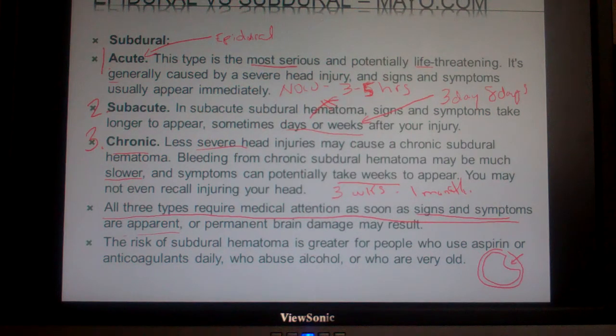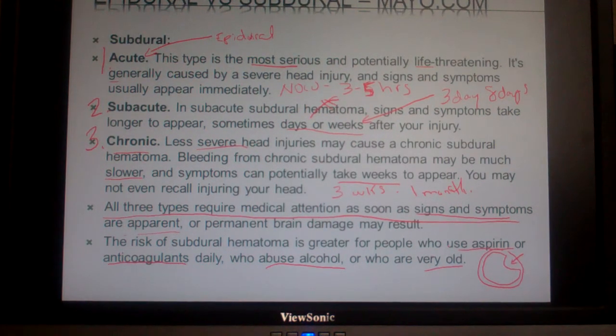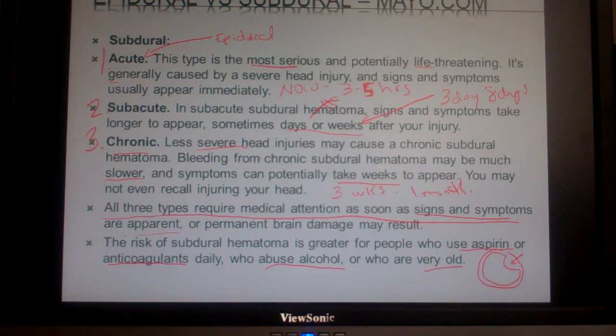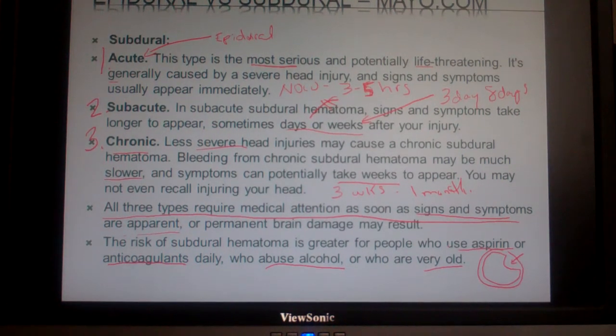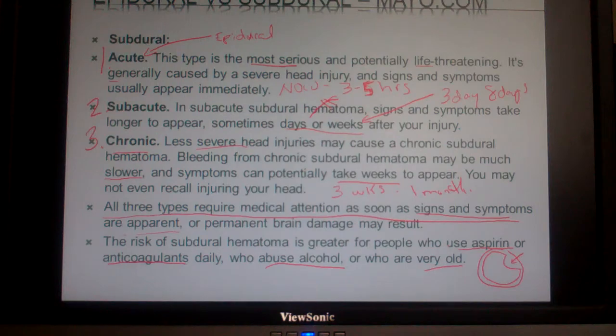And this is, again, kind of a duh thing here, right? Any kind of bleeding problem. If you're using aspirin or anticoagulants daily, or alcohol abuse, or you're very old, those are risk factors for any kind of bleeding problems that will make it harder to recover from.